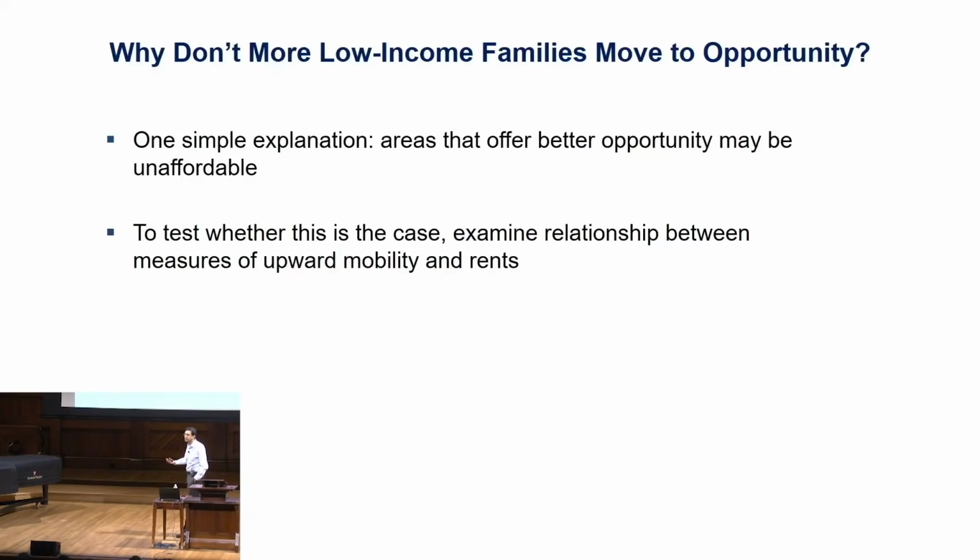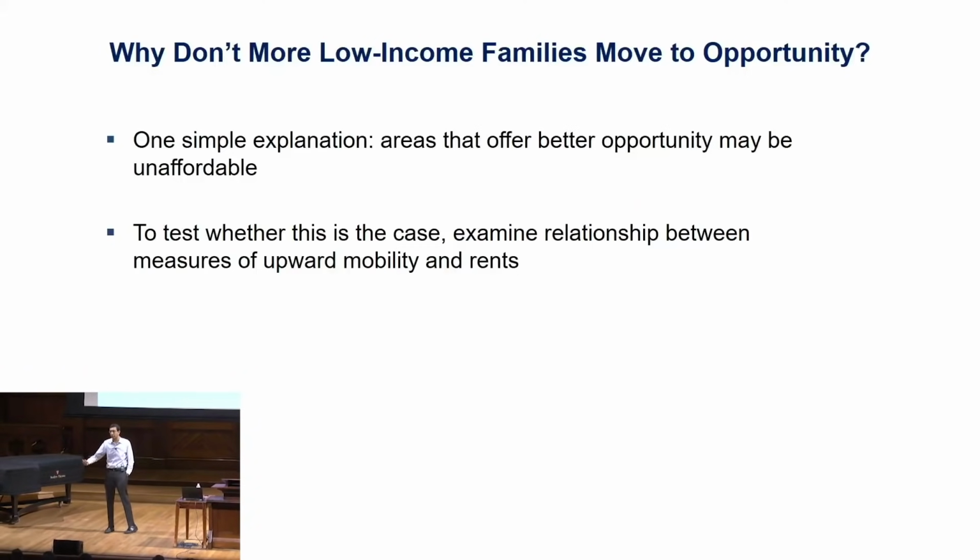Perhaps it's that areas that offer better opportunity are just unaffordable. The places that offer better outcomes for kids, the places with better schools, lower crime, things like that, are going to be more expensive neighborhoods. Maybe families would like to live in those places, but they just can't afford them with their housing vouchers. So that's a very natural explanation to start with.